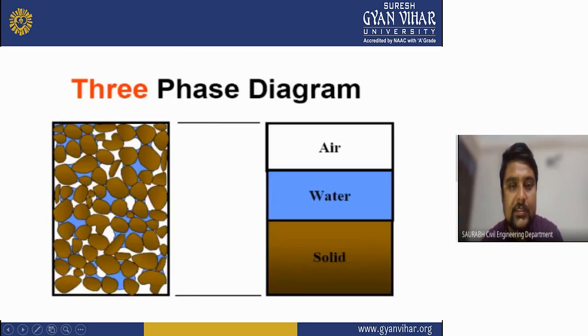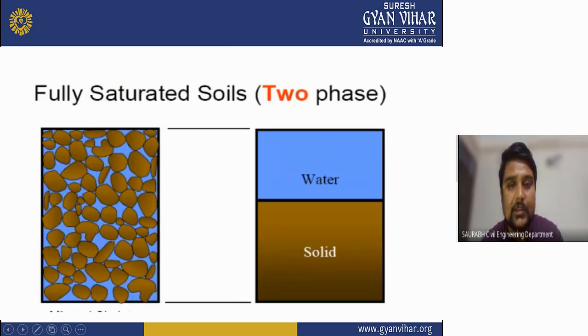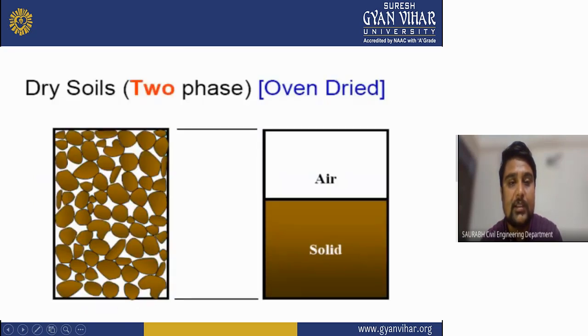Now this is the phase diagram as we saw in the previous lecture, and this is the phase diagram of fully saturated soil, which will help you understand the two-phase diagram. And this is the two-phase diagram of a dry soil, where there is no presence of water in the sample.